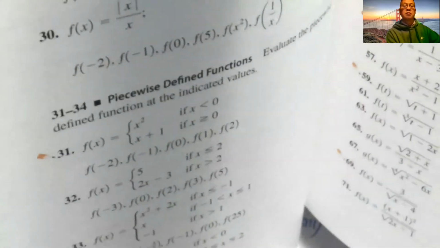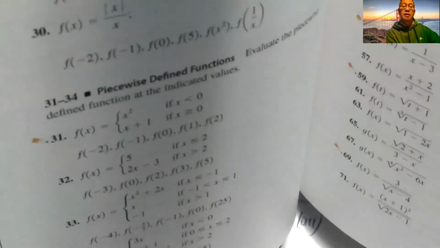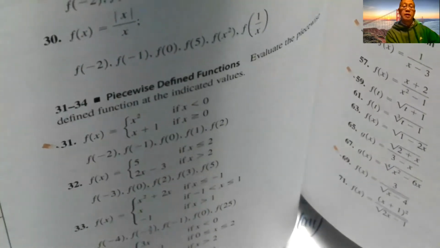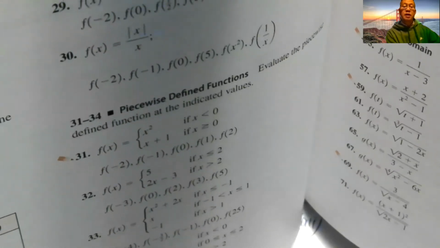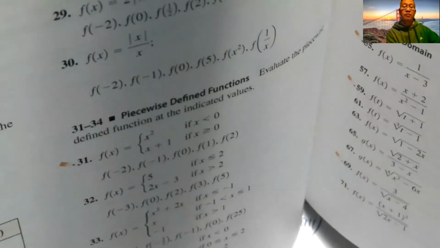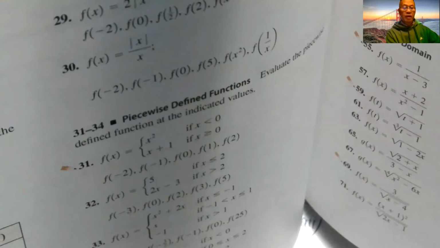And there's 31. Kind of see 33. That's x squared plus 2x for 33, if x is less than or equal to -1; x, if -1 is less than x, less than or equal to 1; -1 if x is greater than 1.